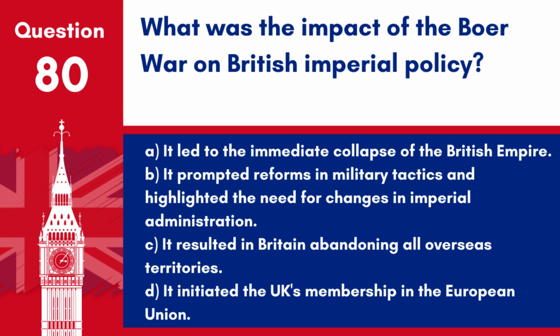Question 80. What was the impact of the Boer War on British imperial policy? A. It led to the immediate collapse of the British Empire. B. It prompted reforms in military tactics and highlighted the need for changes in imperial administration. C. It resulted in Britain abandoning all overseas territories. D. It initiated the UK's membership in the European Union.